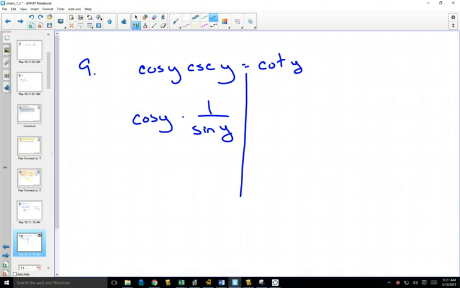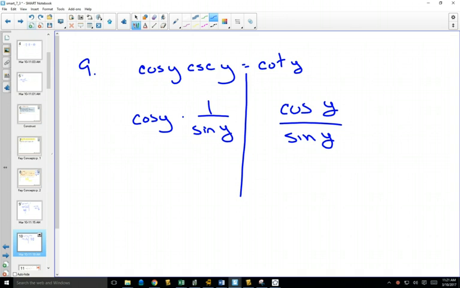Can I change cotangent to anything? Yes, I could change it to 2 different things. Cotangent is 1 over tangent, and cotangent is also cos over sine. Which of those would you prefer to do? Cos over sine. So what's different in this one is I decided to work on both sides of my equation.